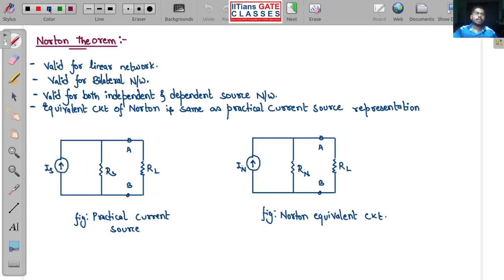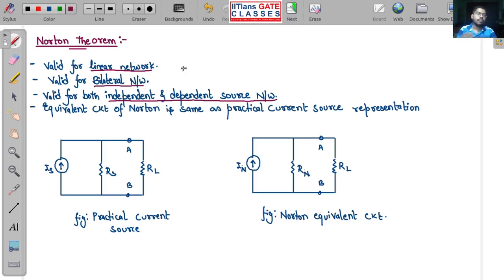So the next theorem is Norton's theorem. Same as Thevenin's theorem, Norton's theorem is also valid for linear, bilateral, and both dependent as well as independent source networks. Okay. So I can say Norton's theorem is a dual of Thevenin's theorem.